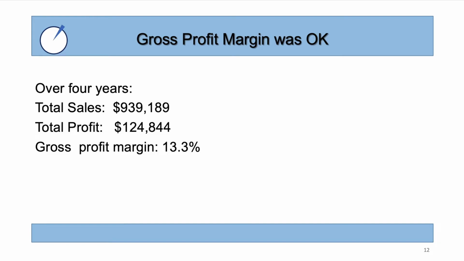Now remember, gross profit margin is profit divided by sales. And here what I've done is I've taken total profit over all 4 years and divided it by total sales over all 4 years. And the gross profit margin value we get is an okay value at 13.3%.